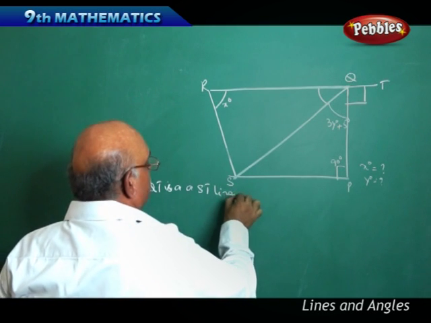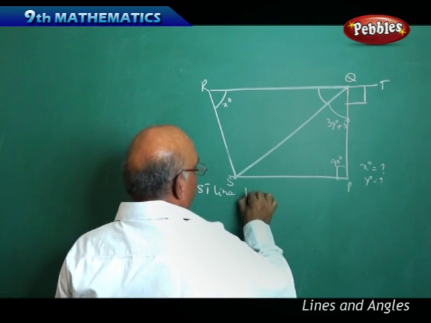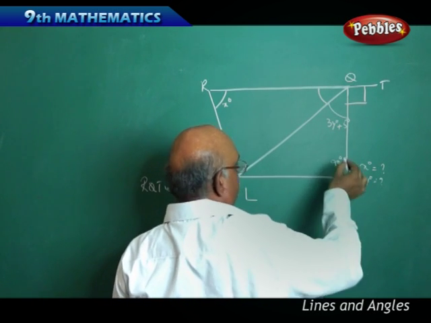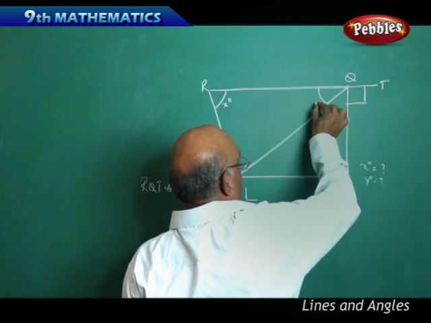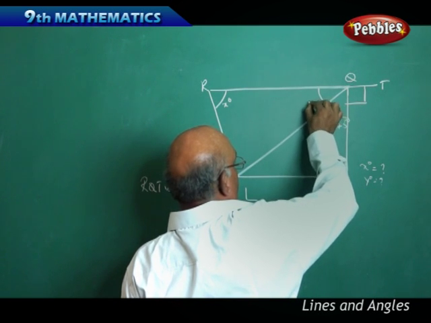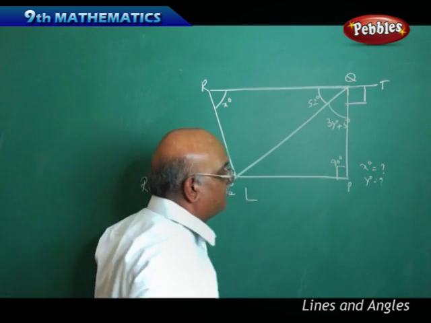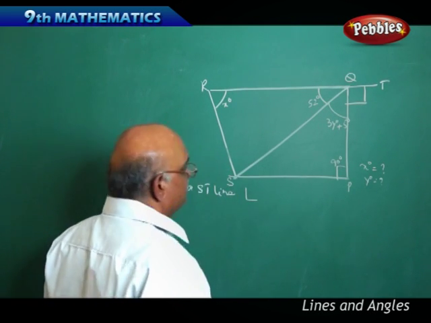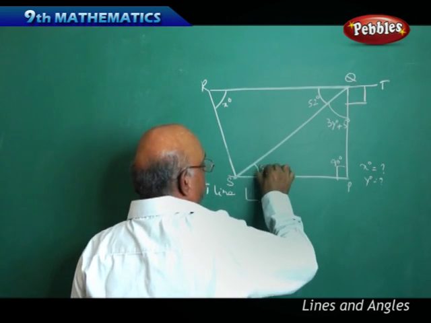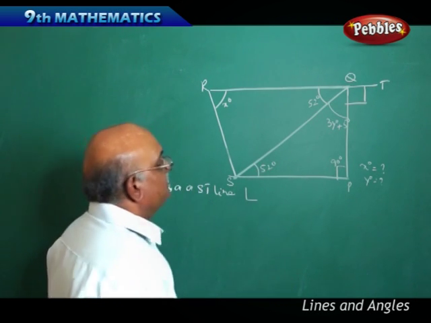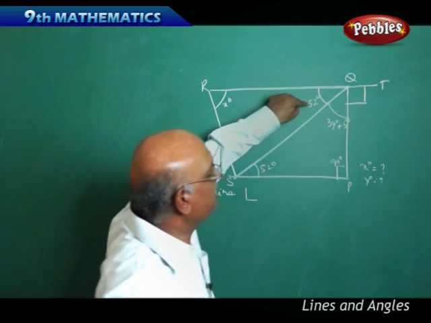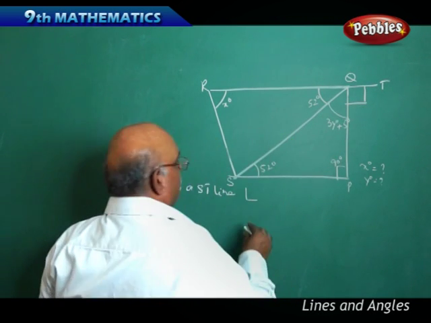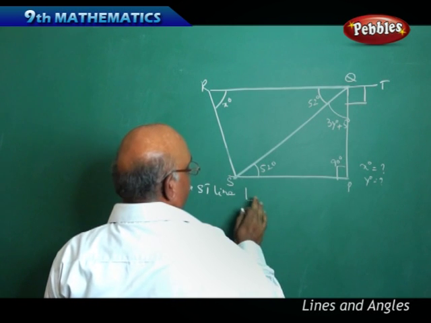Now, this angle is equal to 52 degrees, which he had given. It is given in the problem. Naturally, this angle is also going to be 52 degrees. Now, 52 degrees plus 3y plus 5 degrees plus 90 degrees. Therefore, this is equal to a straight line.